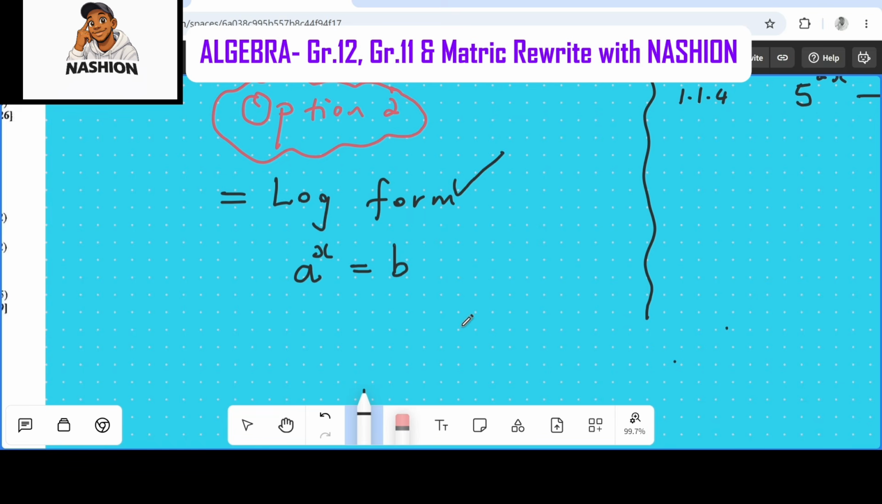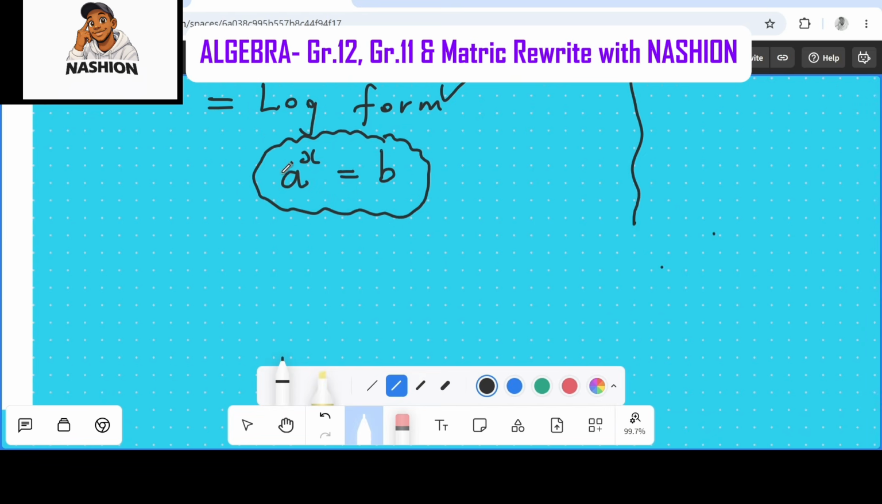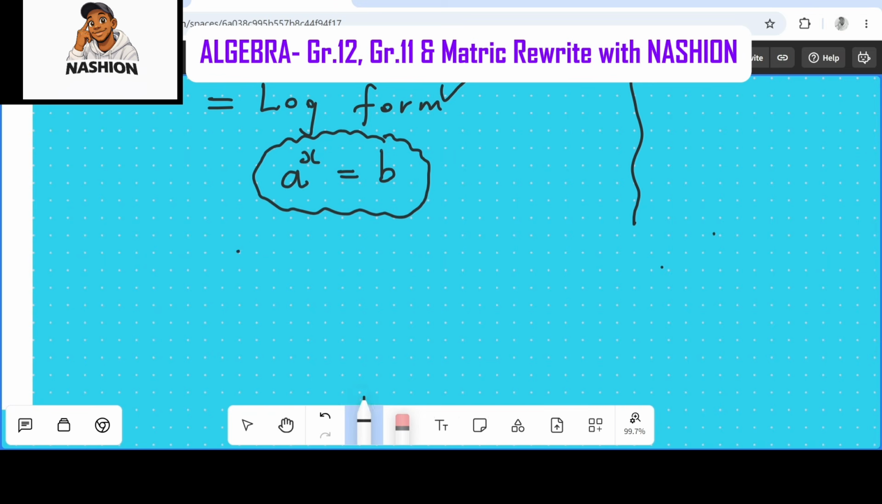Okay, guys, let's explore option 2, which is the log form. Now, to write in log form, our exponential equation must first be in this form. Why? Because when we are solving for x, and x is an exponent, we just say an exponent, which is x, is equal to a log. And once a base, always a base. So the base in exponential form, which is a in this case, will be the base in log form. So x will be equal to log, when the base is a, is going to be the log of b.